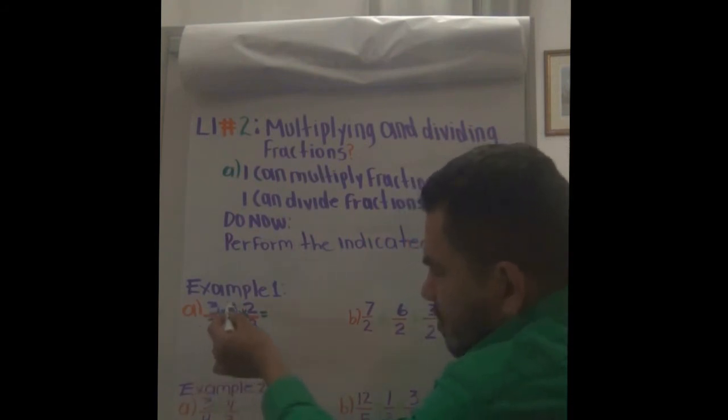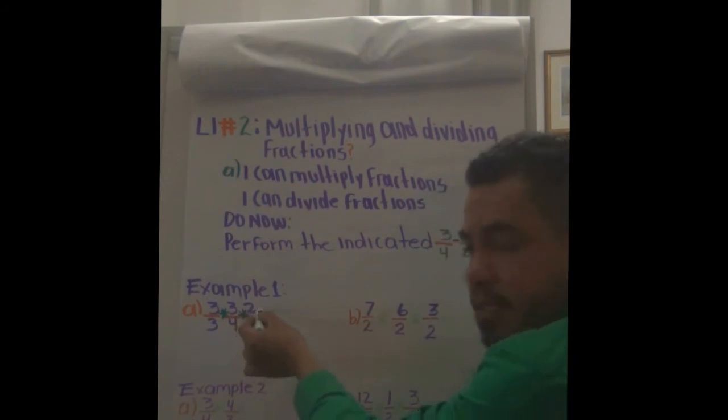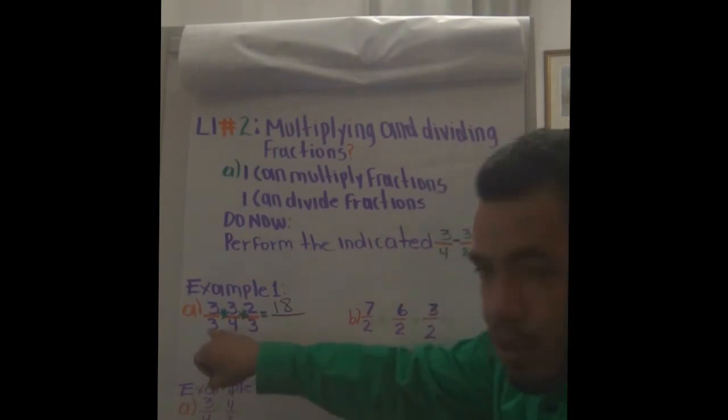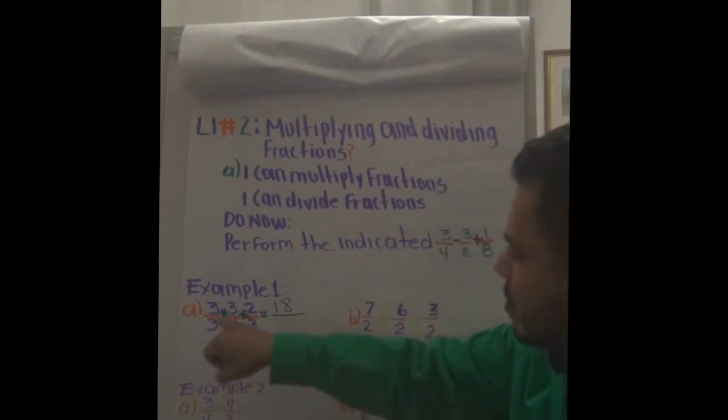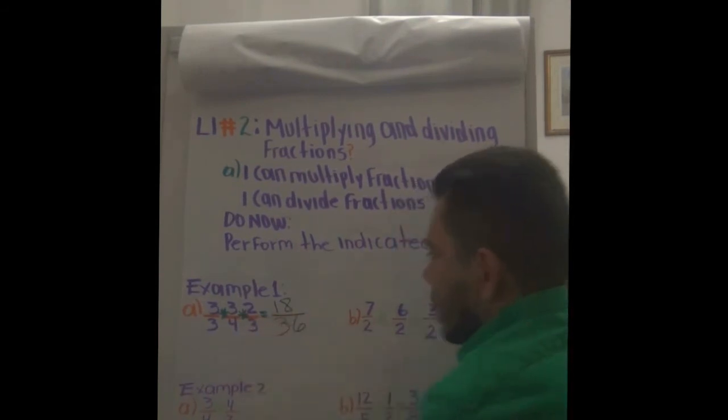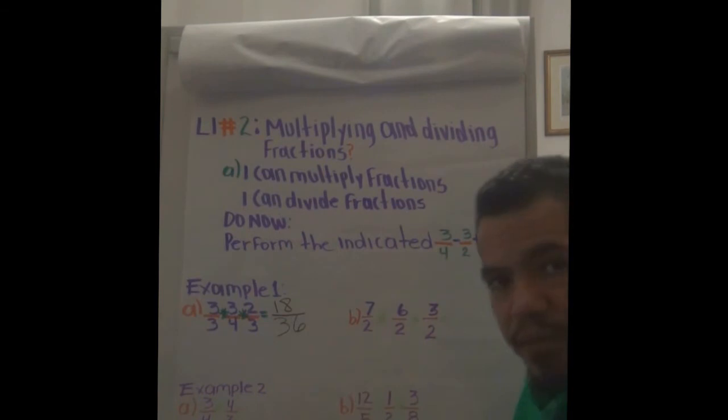Look. 3 times 3 is 9. Times 2 is 18. So you got 18 over, and guess what? You're also going to multiply the denominators. So you have 3 times 4, 12, times 3, 36. And that's it. Now, can I reduce that?